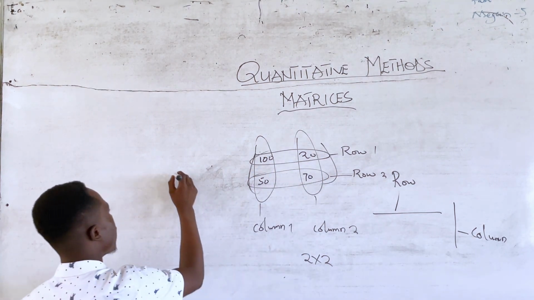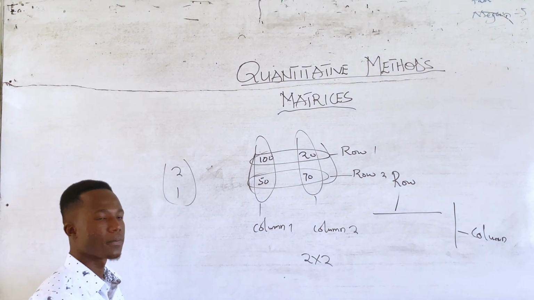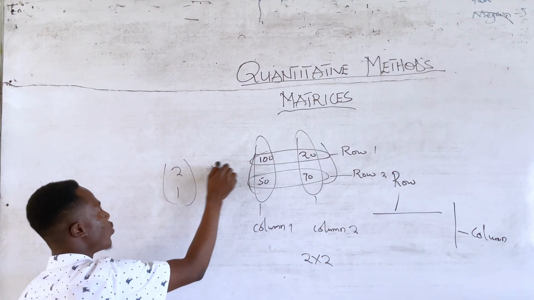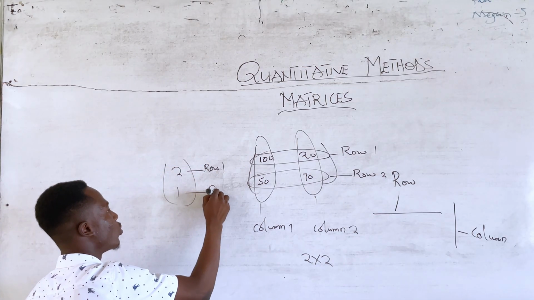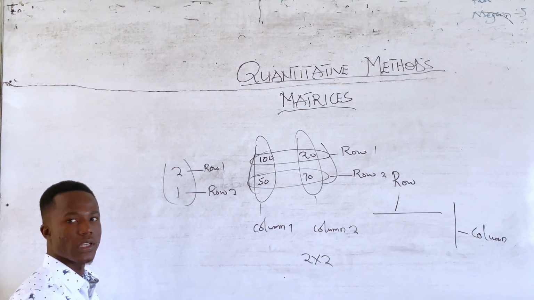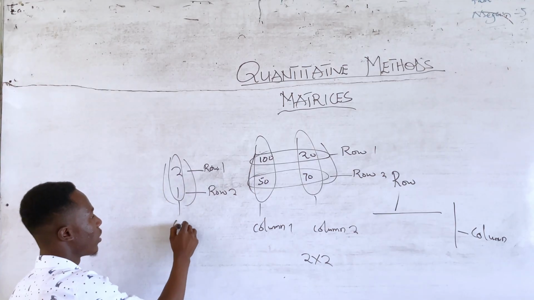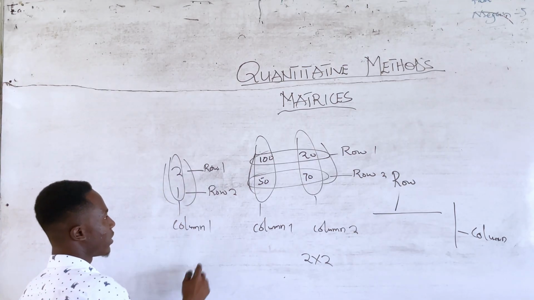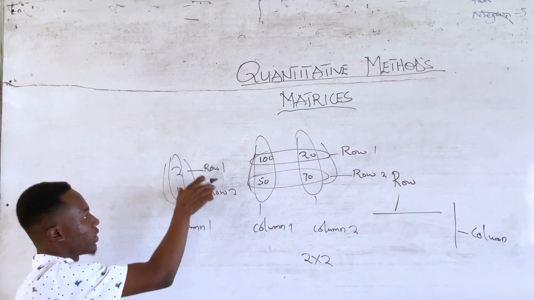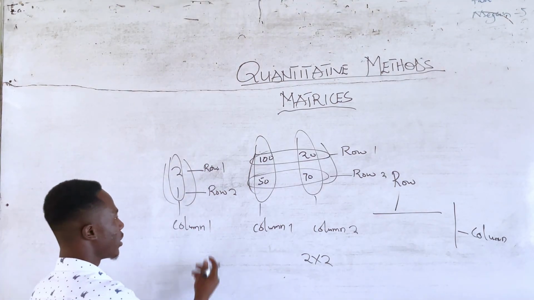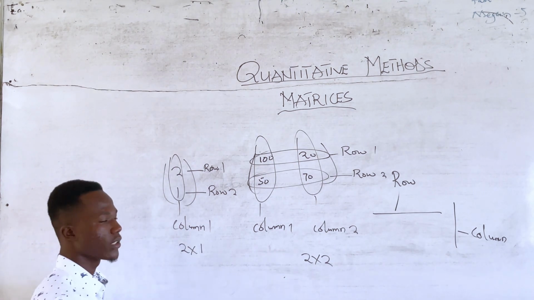Then if you have a matrix like this, you see you have one row like this. So this is row 1, this is row 2. Then for column you only have one column. So you see column 1, that is it. You don't have any other column. You get it? So when you are pronouncing the size of this matrix, the row comes first, right? So it becomes a 2 by 1 matrix.